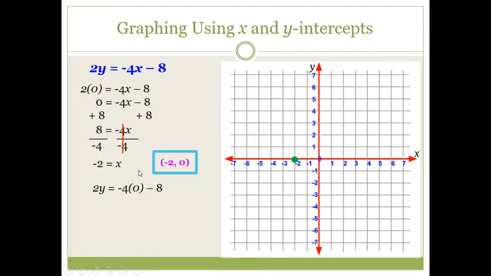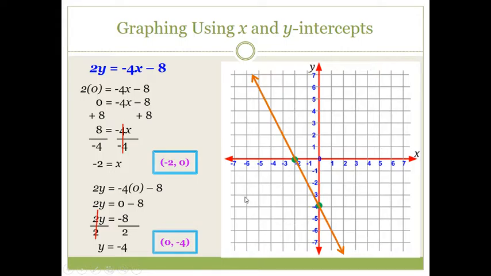So let's plug in the now 0 for x. So now we get that 2y is equal to 0 minus 8. 0 minus 8 is negative 8. Then I'm going to divide both sides by 2. And we get that we have a y-intercept of negative 4. As a point, we write (0, -4). Now I can connect those two with a line.